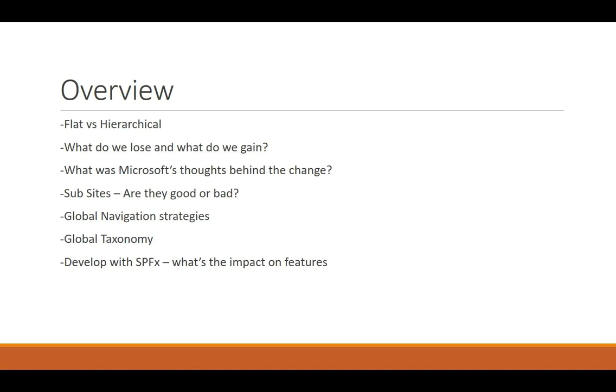What do we lose and what do we gain going back and forth? What are Microsoft's thoughts behind the change? Is this a good approach or is this a bad approach? We'll have to talk about the global navigation strategies and global taxonomy and how you would develop with SPFx and what the impact is. These are the points we're going to talk about in the next slides. I'm going to go through a couple of slides, and then we'll hear from the experts and their opinion on this topic.